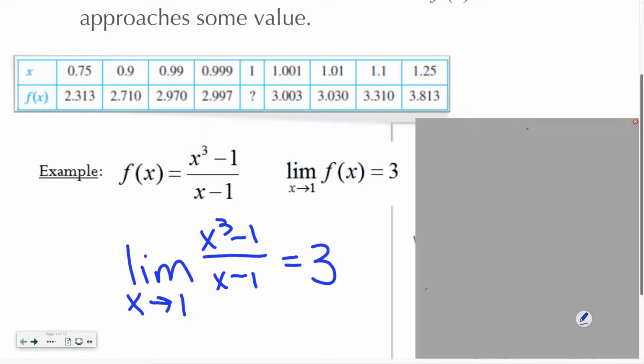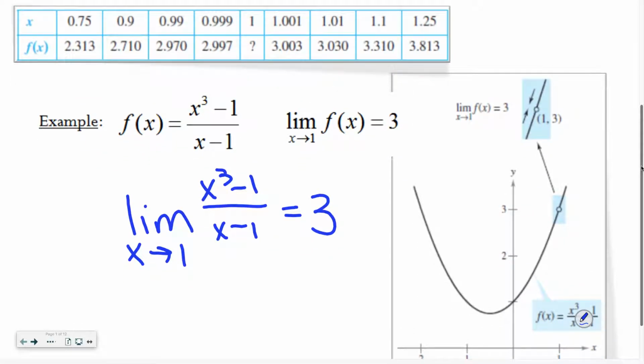Now, look at the graph. And you may want to draw this so you have this picture in your notes. What's happening at x equals 1? y equals 3. What's there? An open circle. We have a hole there. There's not even a function value there, but that's okay. When we think about a limit, we are looking at what the y behavior is from both sides.